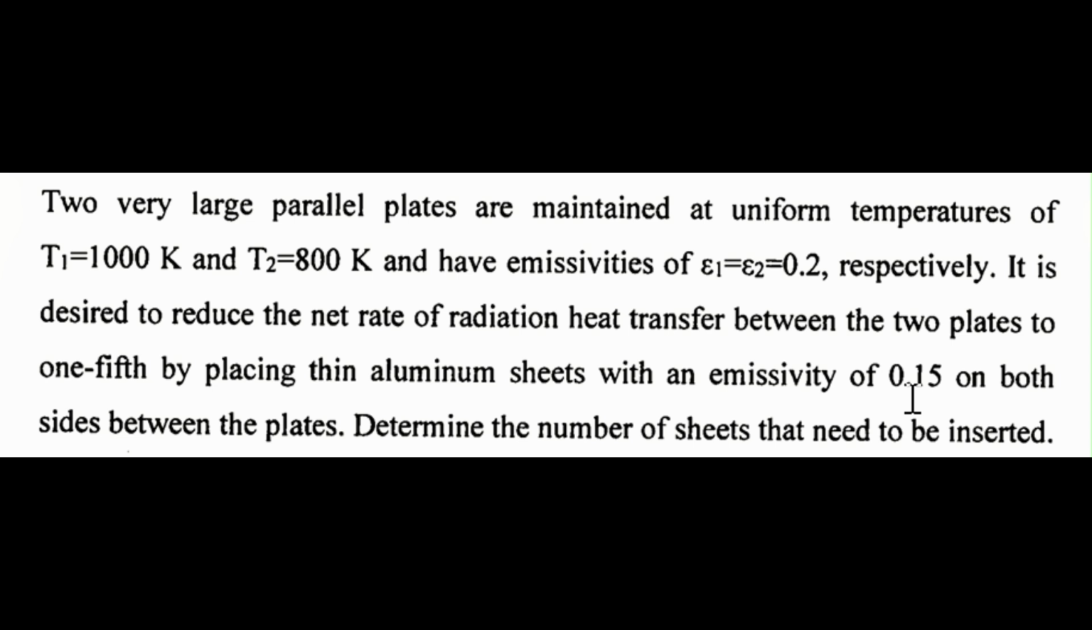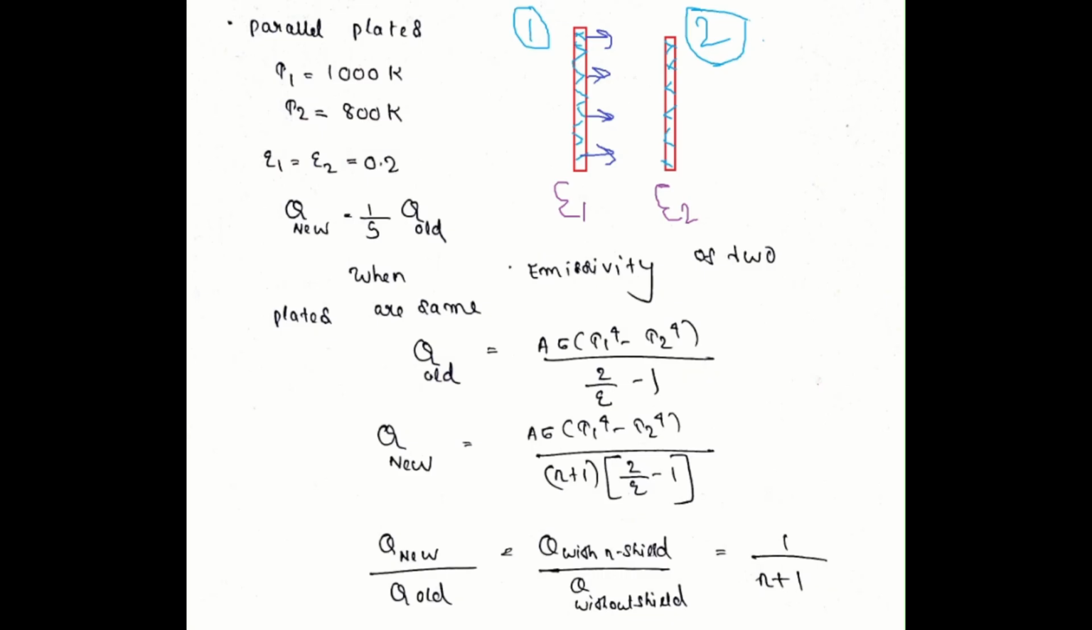So what they're asking is to determine the number of sheets to be inserted in order to reduce it to 1/5. Simply placing one aluminum sheet won't reduce it to 1/5 of the value. We have to place a number of sheets. So our aim is to find how many sheets we have to place to reduce the value to 1/5. So let's look at the solution.